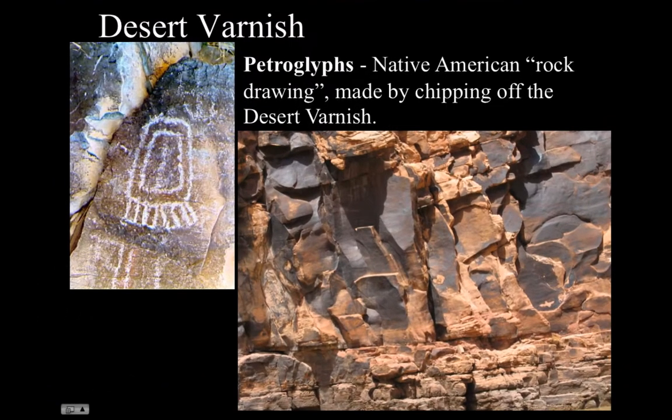Now, for the desert varnish, note that it's this dark manganese and iron staining on the rock, a dark coating, and produced by this bacteria. And then in this image here, Native Americans would etch away on that desert varnish, exposing the lighter colored rock beneath it, and those drawings are called petroglyphs. So a petroglyph is a Native American rock drawing made by chipping off the desert varnish.